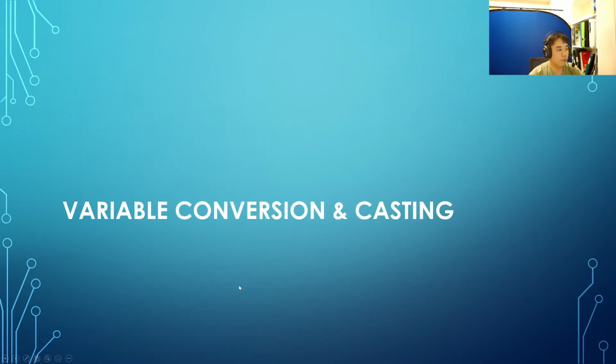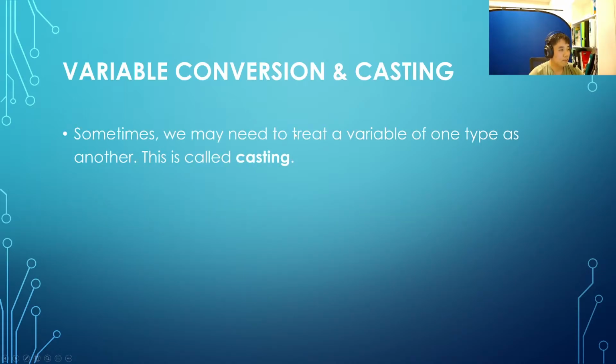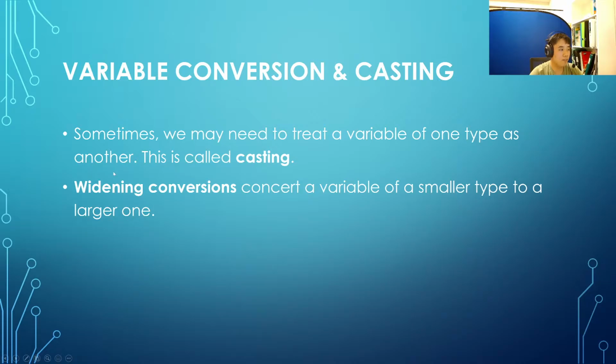So, variable conversion and casting. Sometimes we want to treat a variable of one type as another, and that is called casting. That is covered in lectures, and there are two types that I think were covered. Widening conversions convert a variable of a smaller type to a larger one. For example, you can turn an integer to a long. Okay?